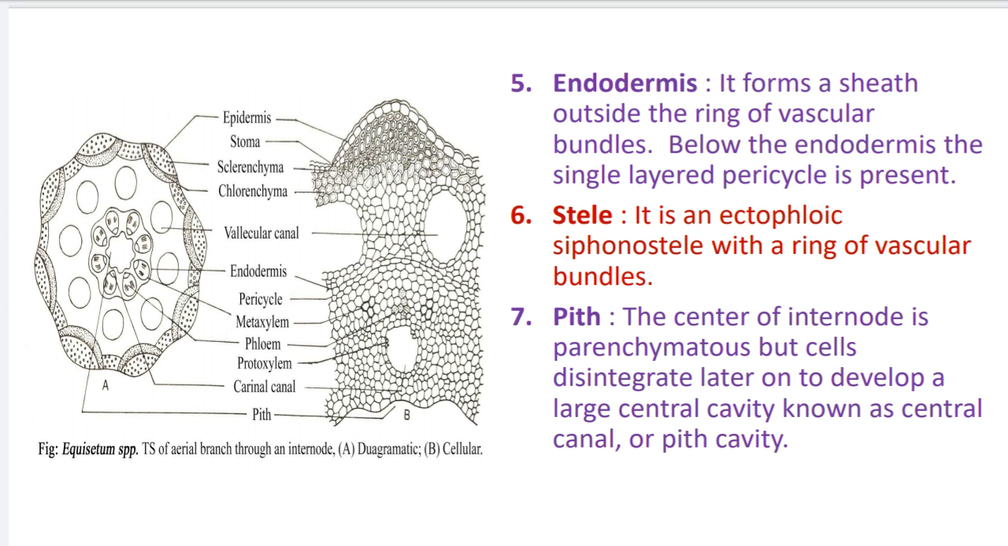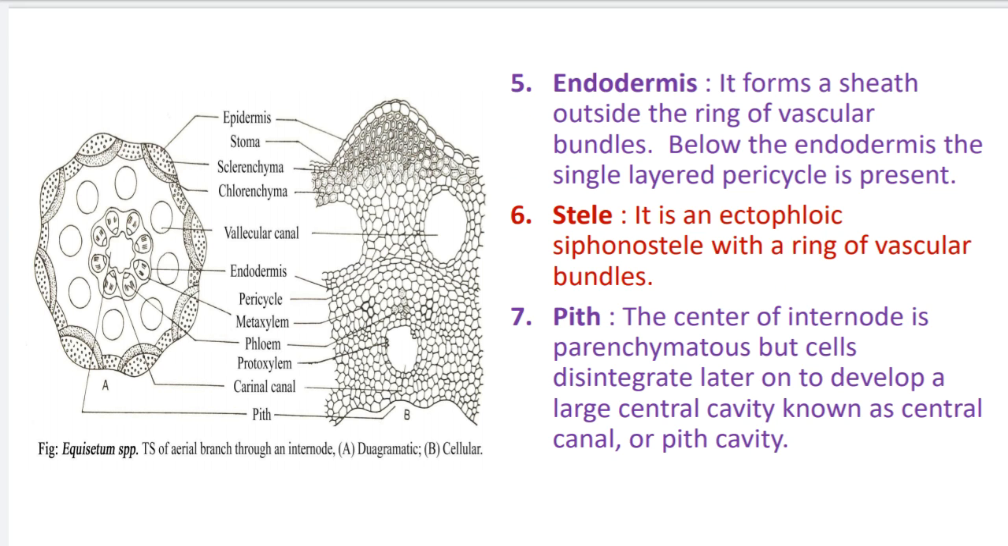Endodermis forms a sheath outside the ring of vascular bundles. You see at the center there is a concentric ring of the vascular bundles, and in a diagram it can be seen there is a concentric ring. Concentric means circular ring of the vascular bundles, and they are covered by the endodermis. Below the endodermis, the single layered pericycle is present. You see in the diagram below the endodermis, pericycle is clearly seen.